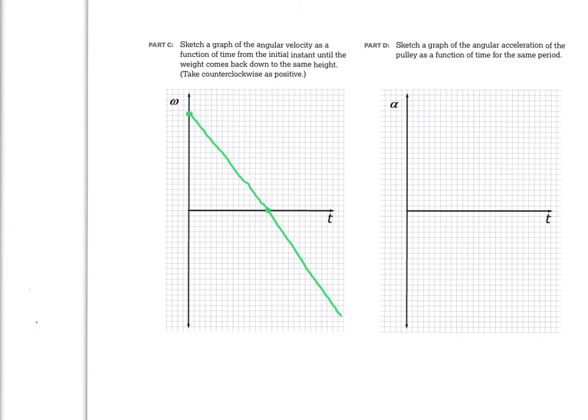Over on the acceleration-time graph, that's going to result in just a uniform negative acceleration that does not change over the whole time period.